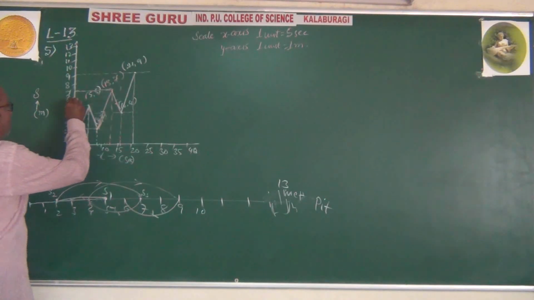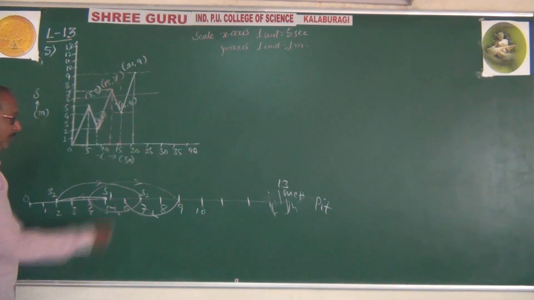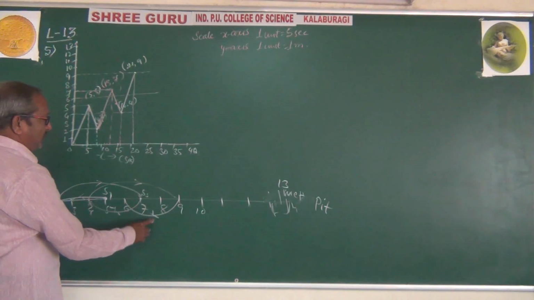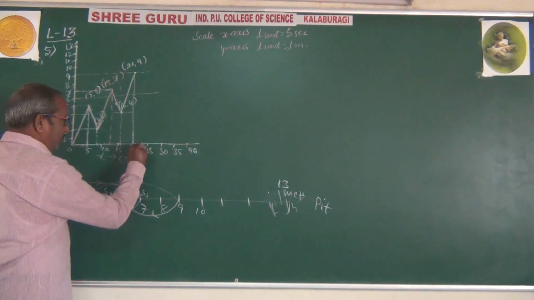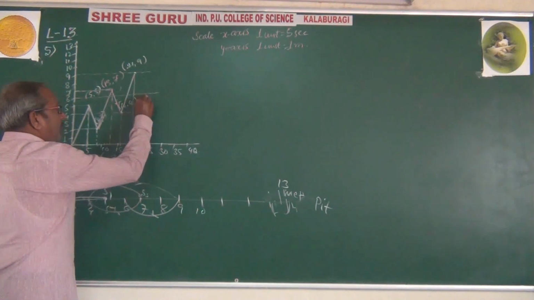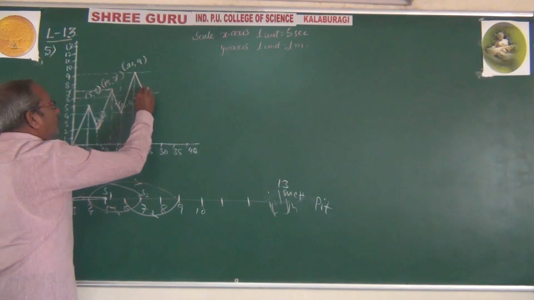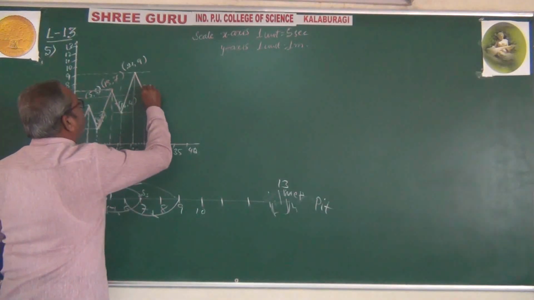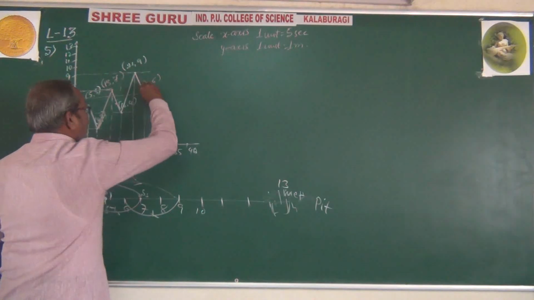Where is the 6 meter position? Here will be the 6 meter position. What is the time? 21 we already completed. Again 3 seconds, 21 plus 3 is 24. Here is 21, 22, 23, 24. This is 25. Here is the position. Now what is the point here? X value is 24. Y value is 6.